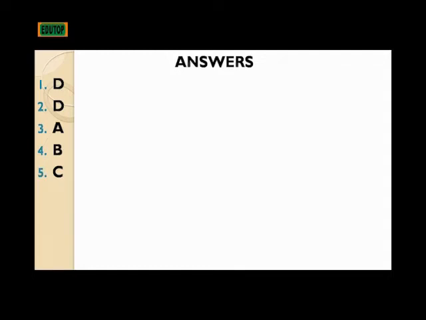And the third question says at the point where marginal utility is negative, total utility is falling. Once the marginal utility is negative, then total utility will be falling.